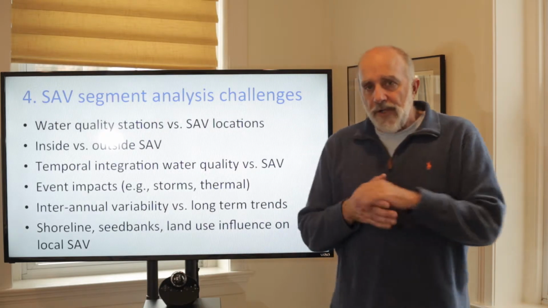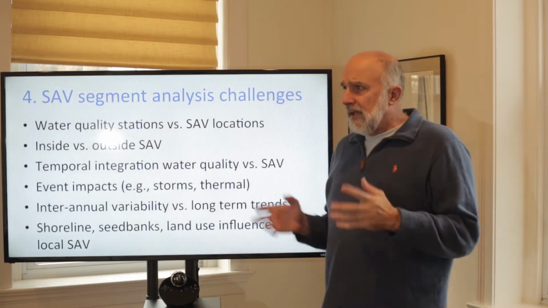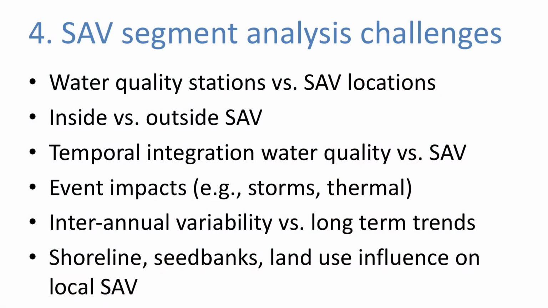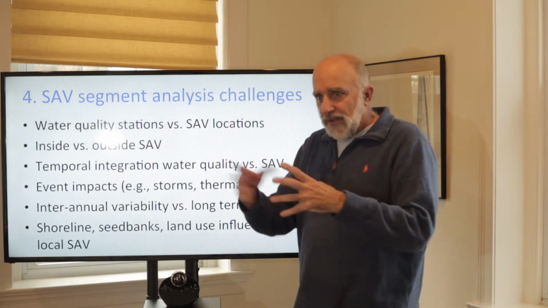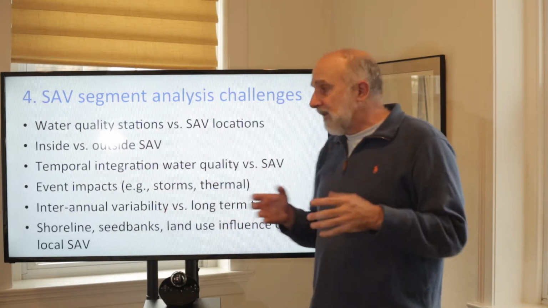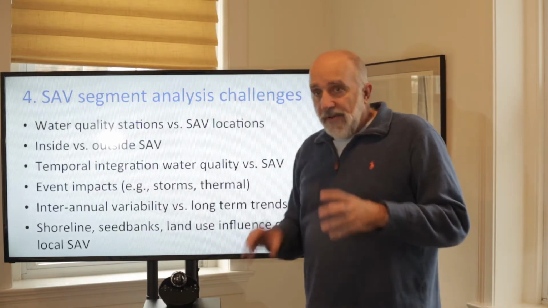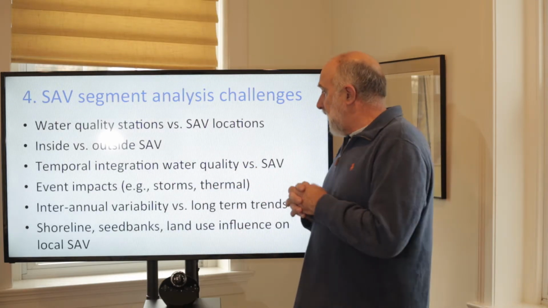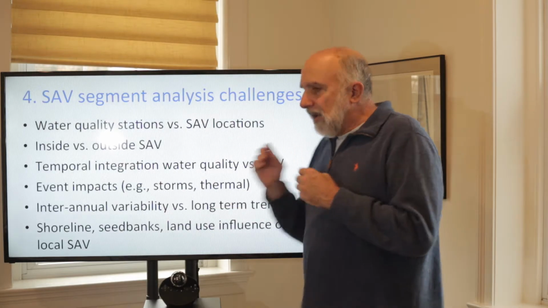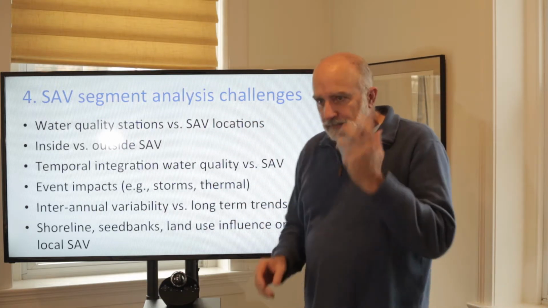And then our fourth and final analysis was the segment analysis. Now, this wasn't easy. There are 97 segments around the bay, and we had to try to take water quality stations that are not located in the right location for SAV, and then we got this issue that the conditions inside are different than outside. The temporal integration of water quality versus the SAV is an issue. We have events like the heat events we've talked about, but also storms like Tropical Storm Lee. We have interannual variability versus long-term trends. We have local effects, shorelines, sea banks, land use influences. So it's not easy, let's put it that way.